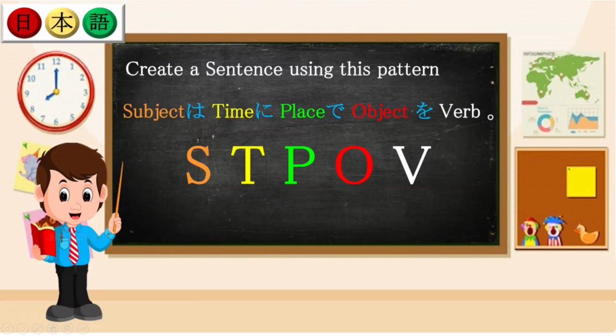皆さんこんにちは、ジェシーです。よろしくお願いします。Now, I will teach you how to create a sentence in Japanese using this STPOV pattern, which is the subject wa, time ni, place de, object o, verb pattern.